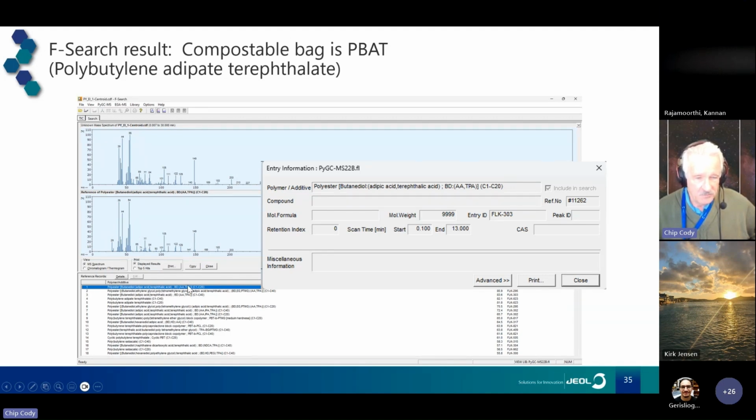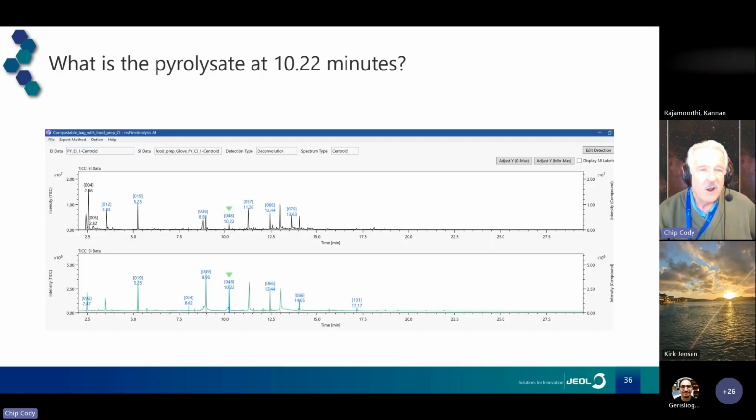When you do the F-Search match, you're essentially summing all the spectra and doing a spectrum search, but they also will show you a comparison chromatogram that you can match to your measured chromatogram if you follow their same chromatographic conditions. So just for fun, we tried to identify what one of the peaks was.